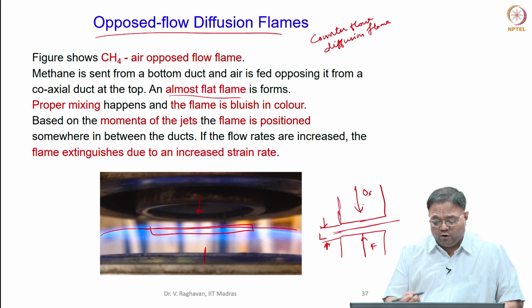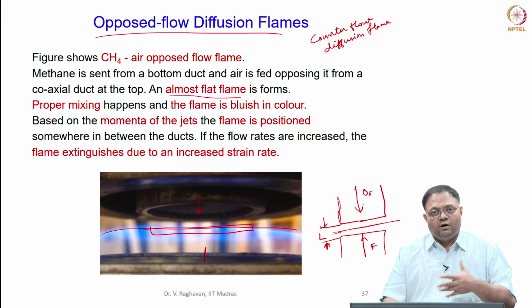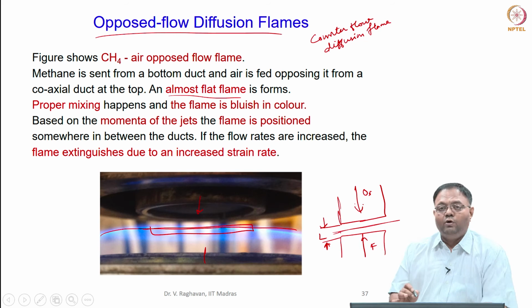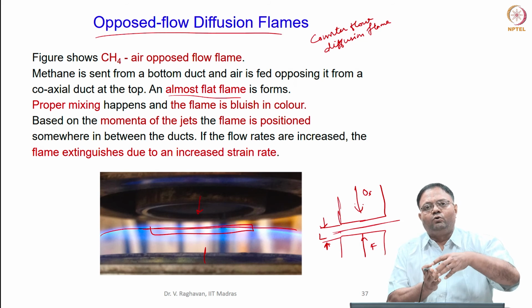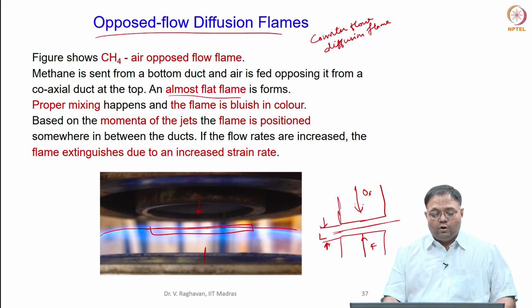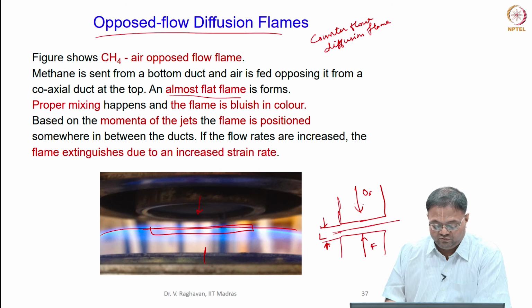Okay. Now, what is the advantage of this flame? This flame is extensively used in kinetic studies. So when you want to do any chemical kinetics, this type of diffusion flame will be used. Okay. The flame is normally bluish in color. Methane itself is bluish in color. Here, due to the opposed flow, we have a good amount of mixing happening between the fuel and the oxidizer. So due to thorough mixing, a proper blue flame is seen.